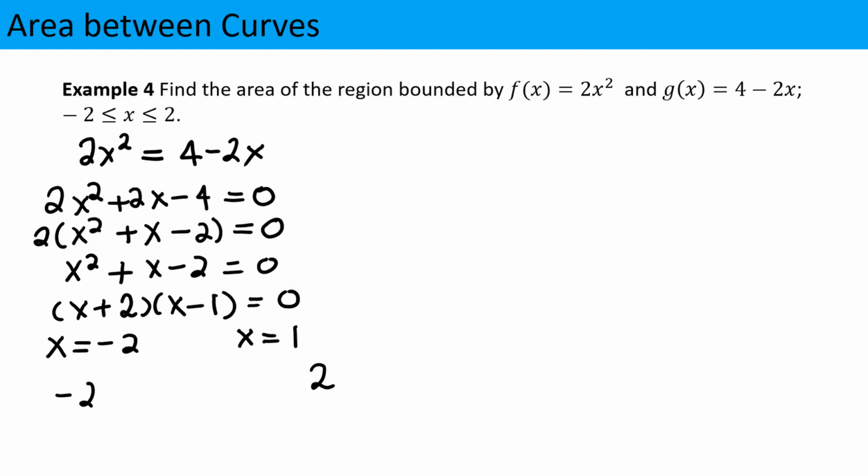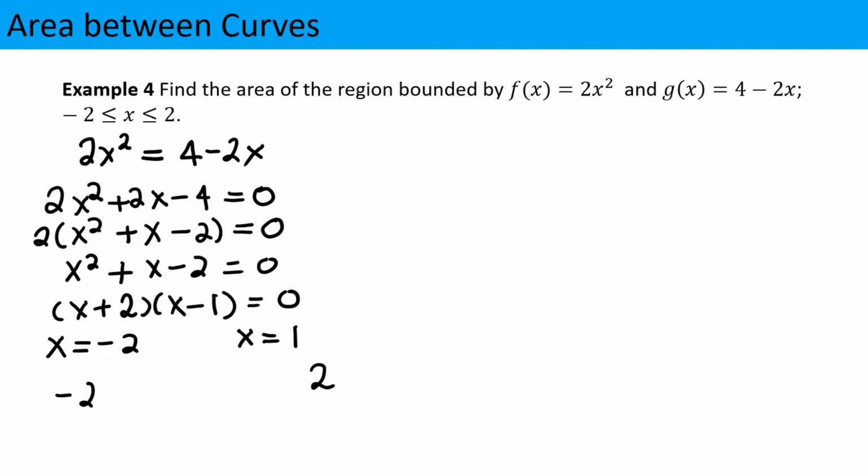Now, we are asked to find the integral from −2 to positive 2, so we know that somewhere in this interval of integration, the graphs are going to change from top to bottom or bottom to top. So you need to graph f(x) = 2x², which is a parabola. You can do that by plotting points or using your graphing calculator. And g(x) = 4 − 2x, which is a line. Y-intercept at 4, slope of −2. You can also do that by plotting points or using your graphing calculator.